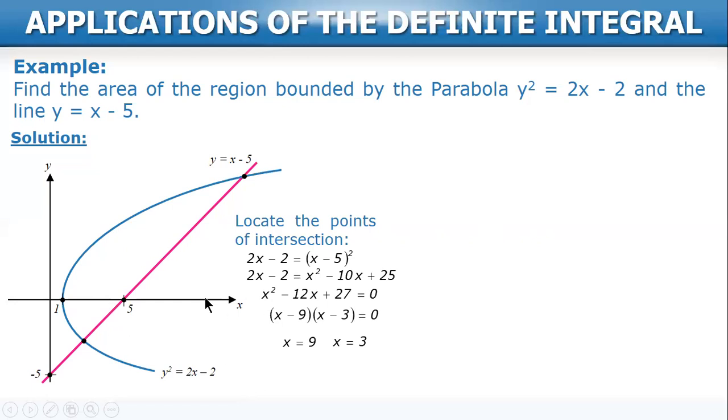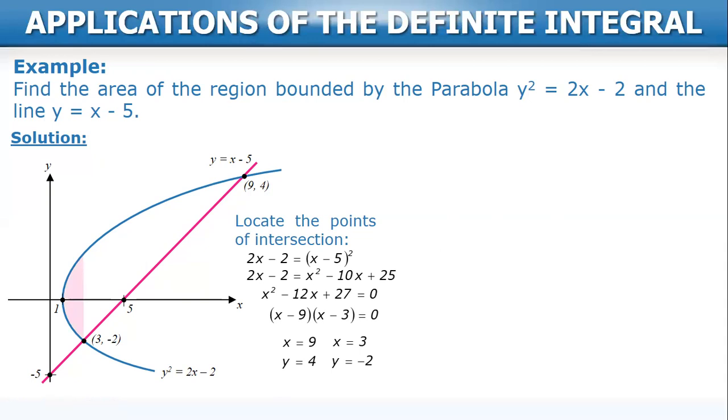And then simple. When x equals 9, 9 minus 5, y equals 4. And when x equals 3, 3 minus 5 is negative 2. So for this point, this is 3, negative 2. And this point is 9, 4. Okay. So this is our bounded region.